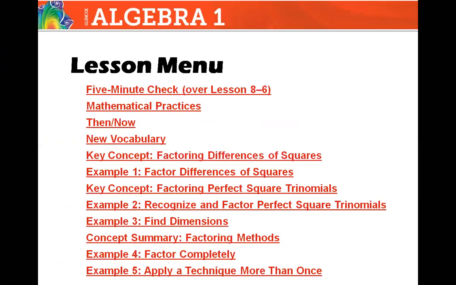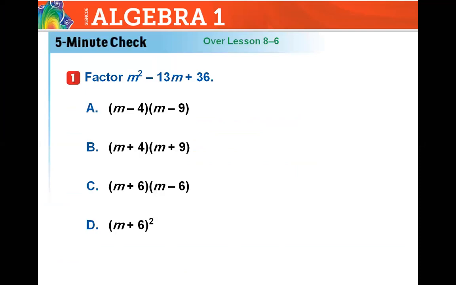Okay, pay attention with me. First, I need to factor m power 2 minus 13m plus 36. Okay, I need to factor it. I'll make two brackets. So the first step, I get two brackets.